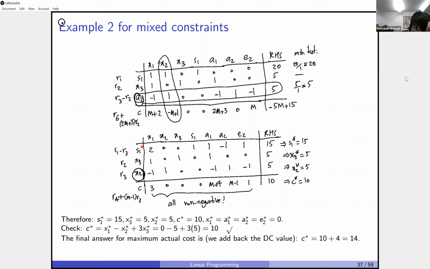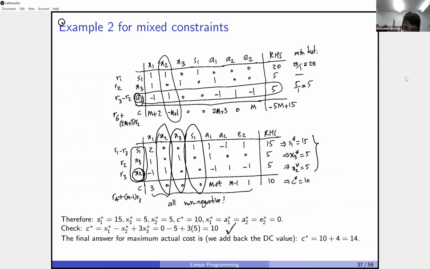So these are the basic variables. You can find them here, here, and here. You can find them here too, right? So you write these, and also C star is 10. You can also check, as we discussed before, correct.